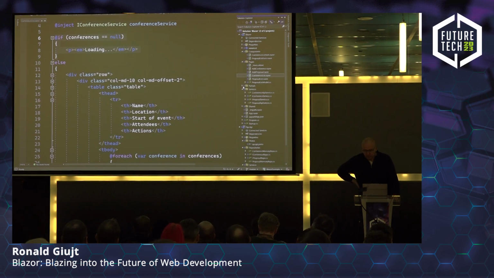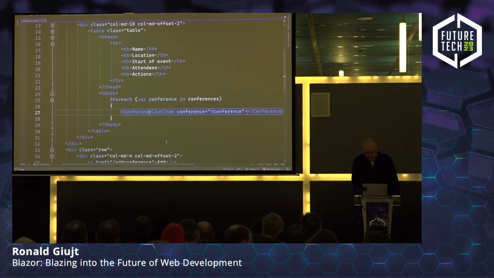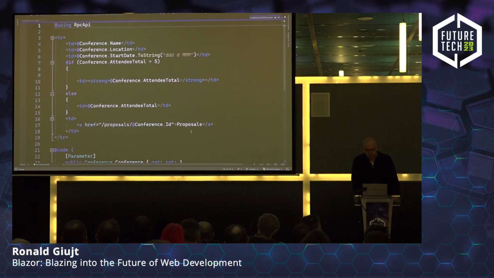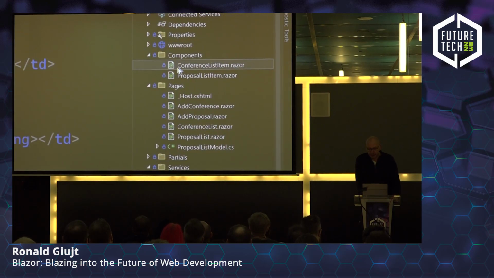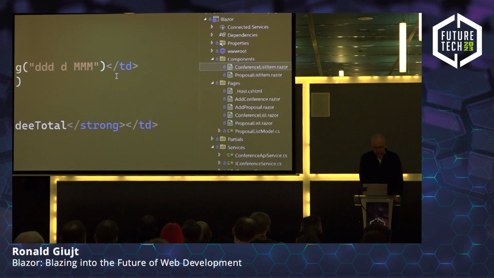cool. Now, let's take a look at this conference list item component. In the conference list item component, I've put it in a separate directory, as you can see here. I have components, I have pages. As I said, pages are just components with the page directive, but I keep them separate in this application. So that means conference list item doesn't have a page directive. Let's see if that is correct.